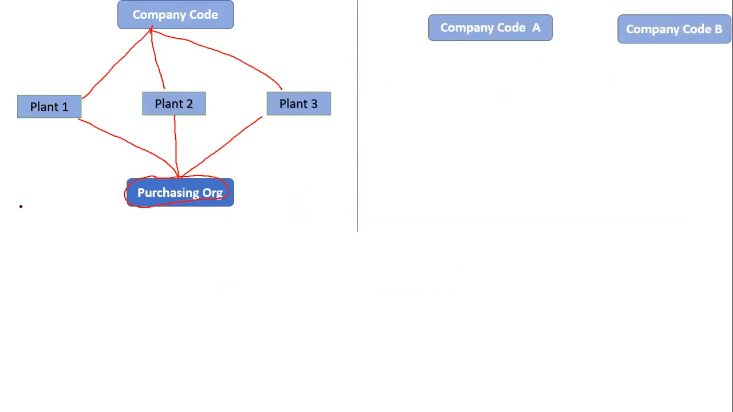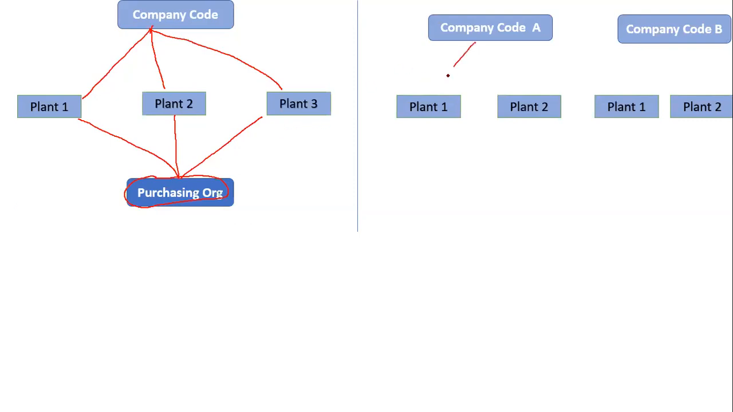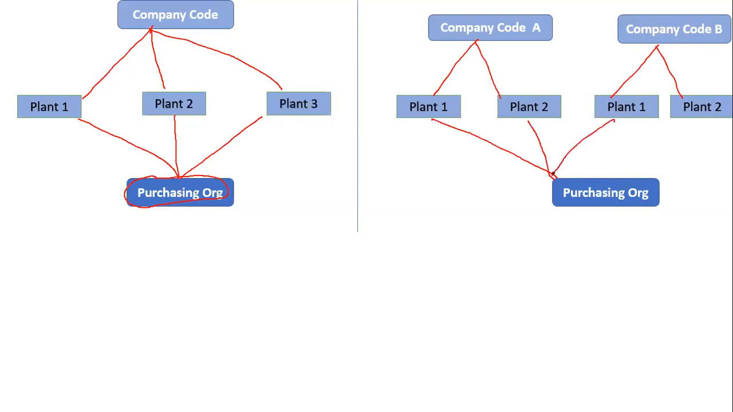Or let's say I have two company codes, and company code one has two plants, and company code two also has two plants. And all these plants of company code A and company code B have a single purchasing organization. So that is also a centralized purchasing organization. A purchasing organization which is responsible for the entire organization is called a centralized purchasing organization.